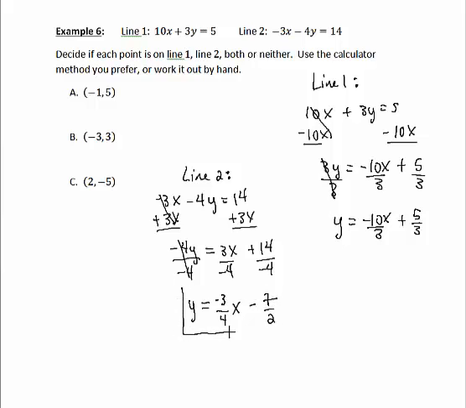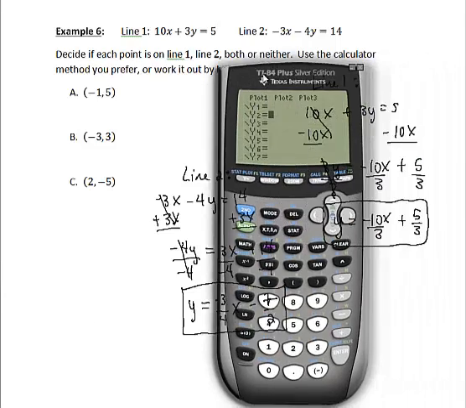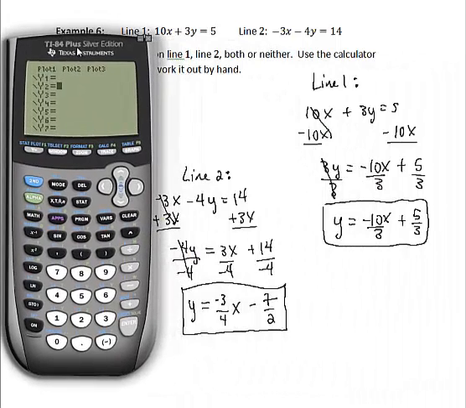And so here we are. This is what we need to enter into our calculator. And specifically, we enter the right hand side of each of these equations. And then we'll figure out what our solution is. And I'll show you another way in addition to the previous one.